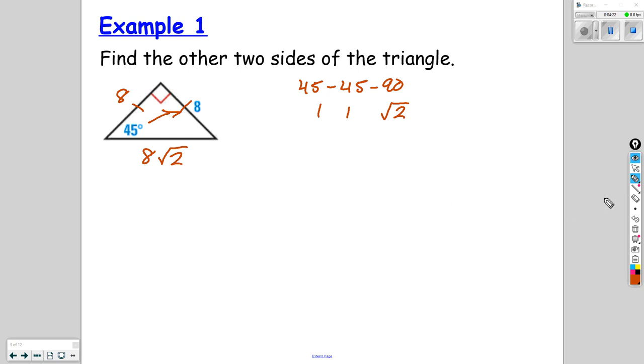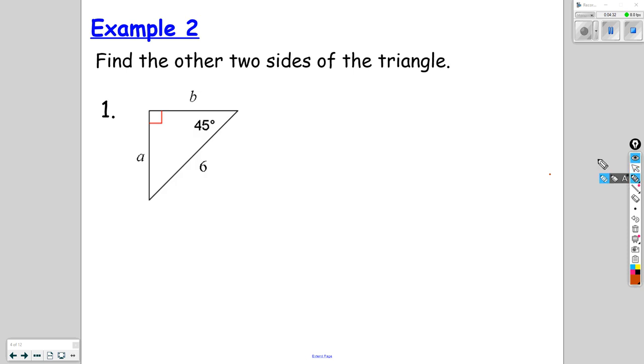All right, so if we move on to the next example, I'm going to clear the board. Okay, there we go. In example 2, we're starting out with the hypotenuse. So when we start out with the hypotenuse, to get back to the leg, we're just going to divide by root 2. So I'm just going to write down 6 divided by root 2. And now we've got to get this radical out of the denominator for it to be a simplified radical expression. So to get that radical out of the denominator, we're going to multiply it in the numerator and denominator by the square root of 2.